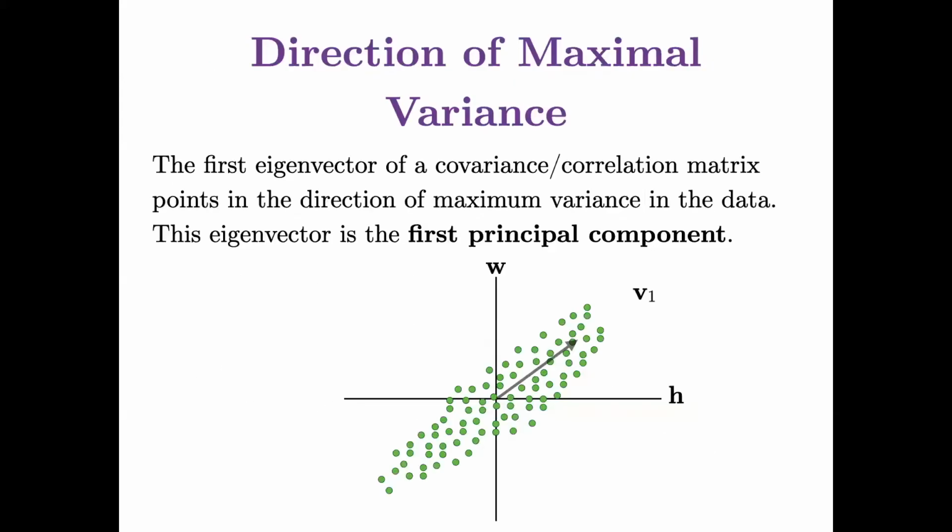The first eigenvector of either of these matrices points in the direction of maximum variance in the data. That eigenvector is the first principal component. Now, I say the direction of maximum variance, which would be that dotted line in my book. And the unit vector, v1, is the eigenvector.